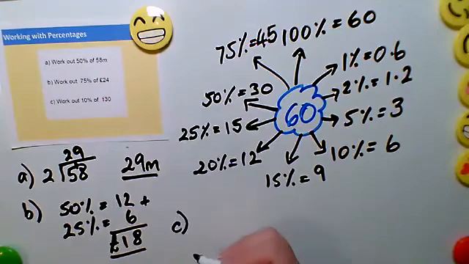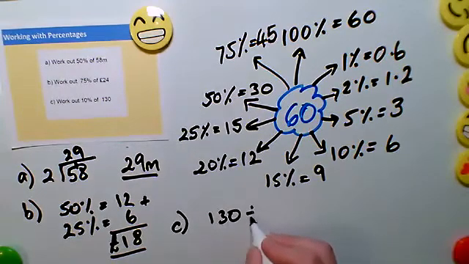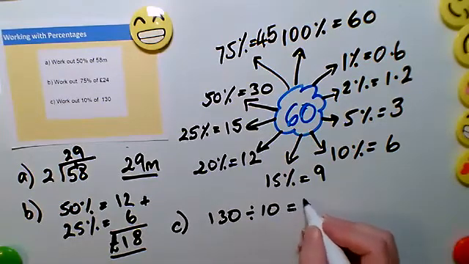The final, part C, 10% of 130, that would be 130 divided by 10. So the answer to part C is 13.